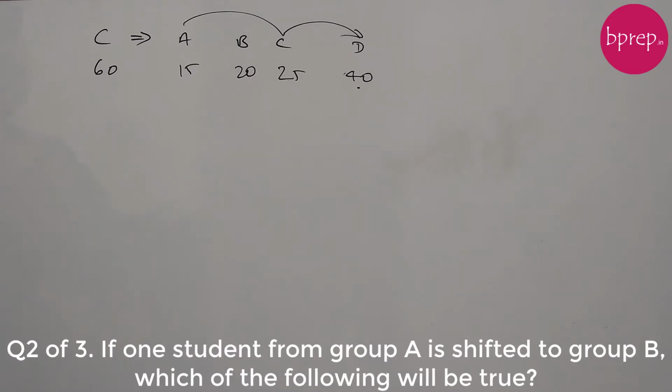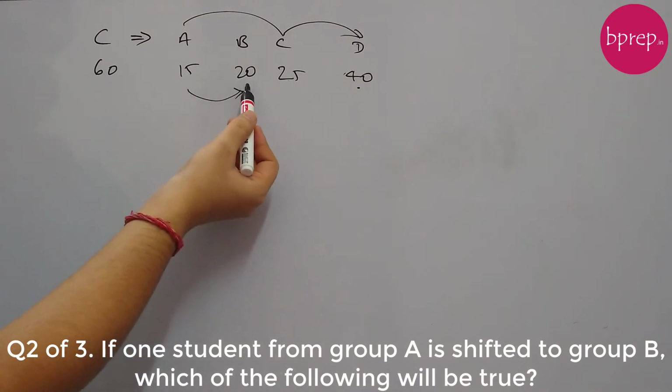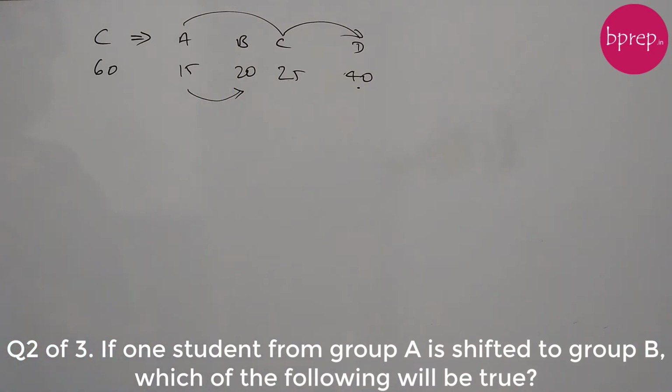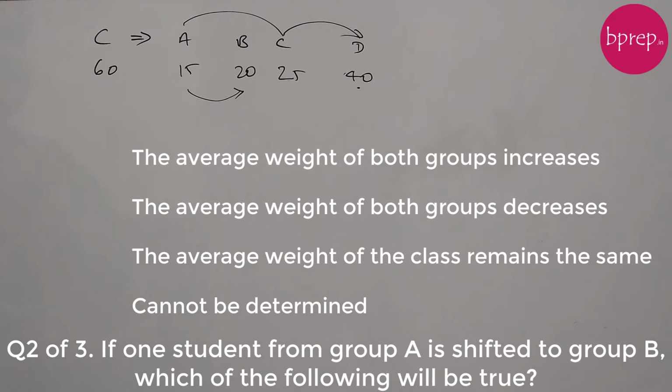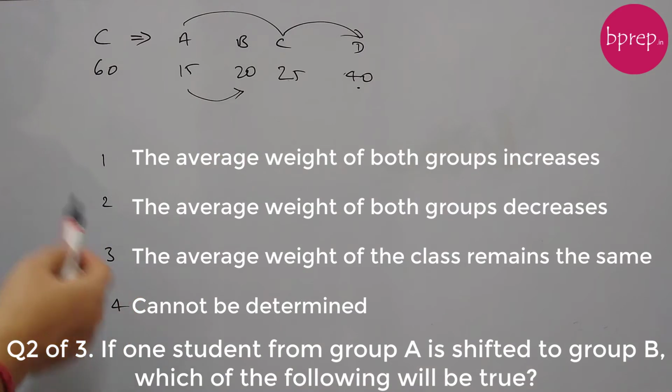Second question: if one student is shifted from group A to group B, now here we'll have 14, here we'll have 21 students. Then which of the following will be true? We have four options. The first option: the average weight of both groups increases. So if one student is moving from A to B, the average weight of both groups increases.